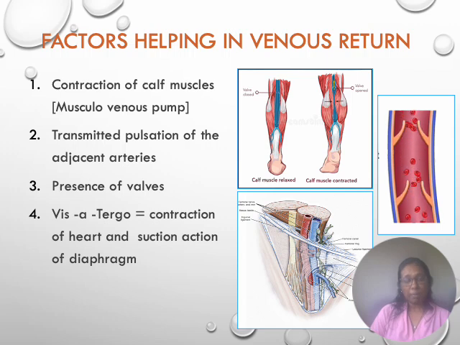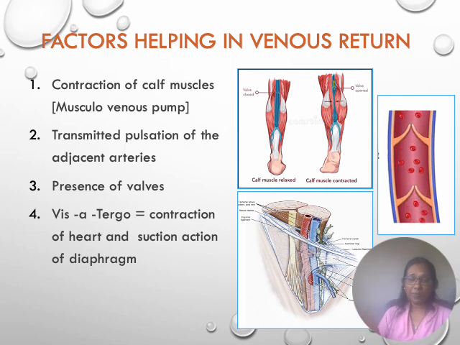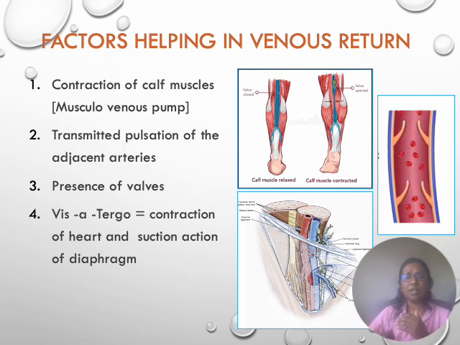It is aptly called the peripheral heart, tricipital pump, or skeletal pump. That is the first point. Second, the transmitted pulsations of adjacent arteries. The deep veins always travel along with their arterial counterparts, enclosed tightly in a sheet, and hence the pulsations of these arteries help the movement of blood within the vein in an upward direction.